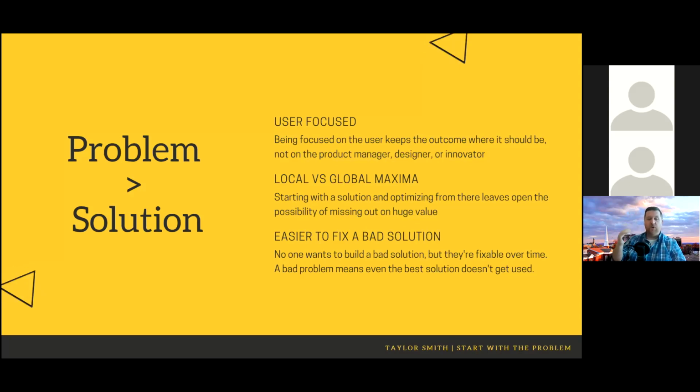And so when you take a step back from a given solution and actually focus on the problem, you can actually look across all the solutions to try to approach that global maximization and not just a local one. And finally, it's a lot easier to fix a bad solution than it is to fix a bad problem, right? If you really understand your problem and then you end up building the solution poorly, you can iterate on that and end up building a good solution, right?